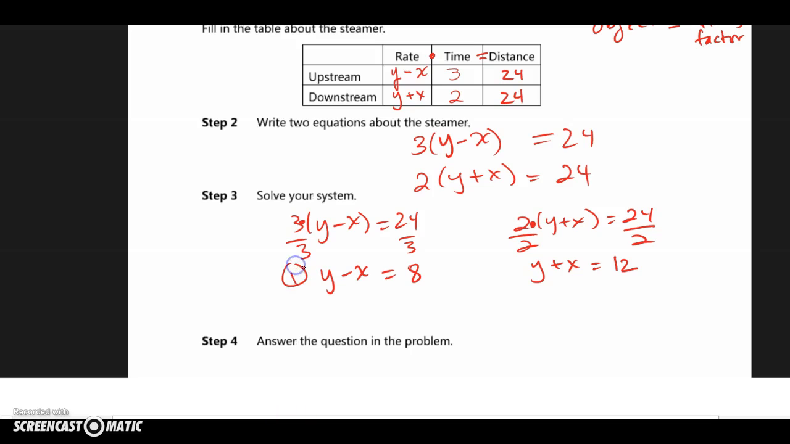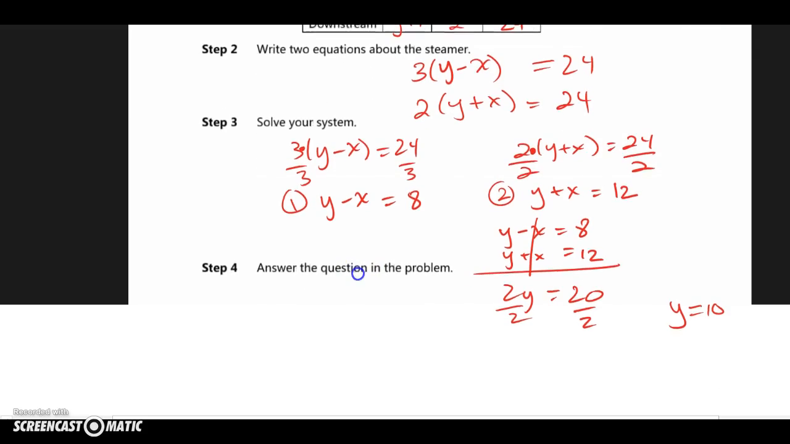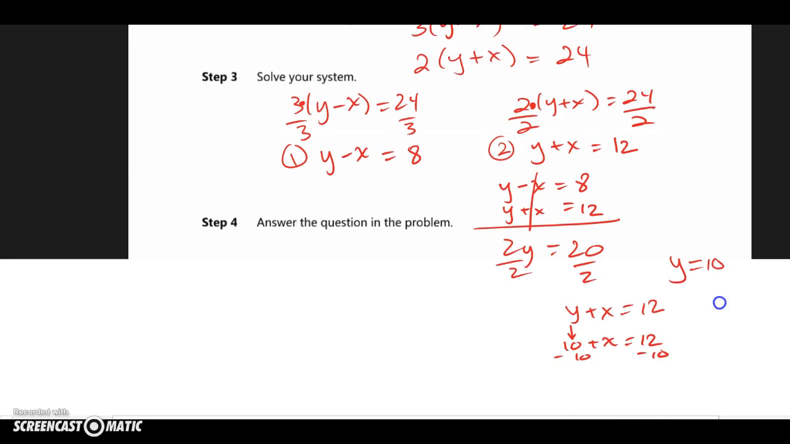So here's my first simple equation, here's my second simple equation. And if I just use the elimination method, it looks like things work out nicely. Divide by 2, and y is equal to 10. So we got y is equal to 10. We also know y plus x is 12. So we can guess already what x is going to be. If I isolate for x, or if I just use the fact that their total is 12, one of them is 10, the other one has to be 2. But I have to answer the question.